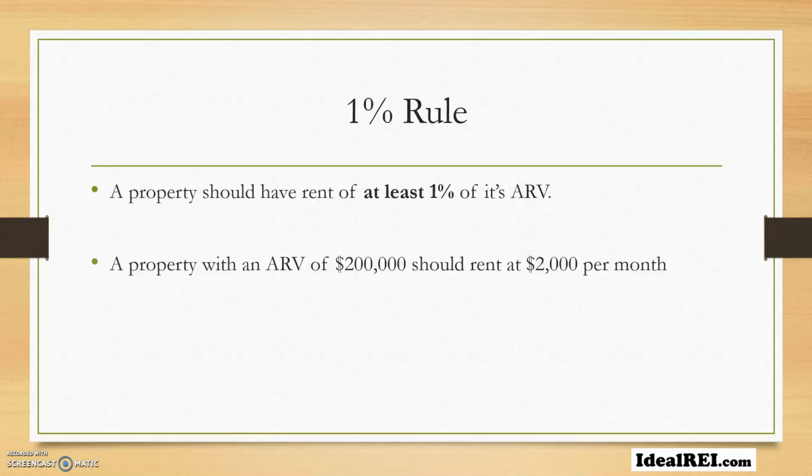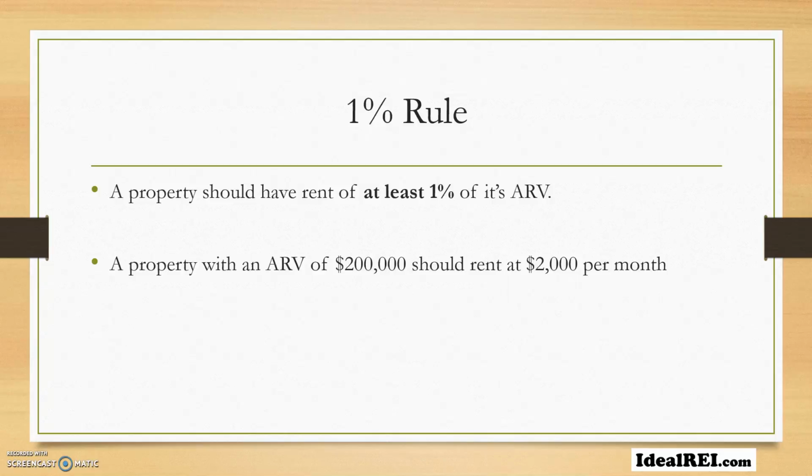The 1% rule is that a property should rent for at least 1% of its ARV. ARV is after repair value. So if you're purchasing a property and after all of its repairs are done, it's going to be worth $200,000, then according to the 1% rule, the property should rent for around $2,000 per month or more.